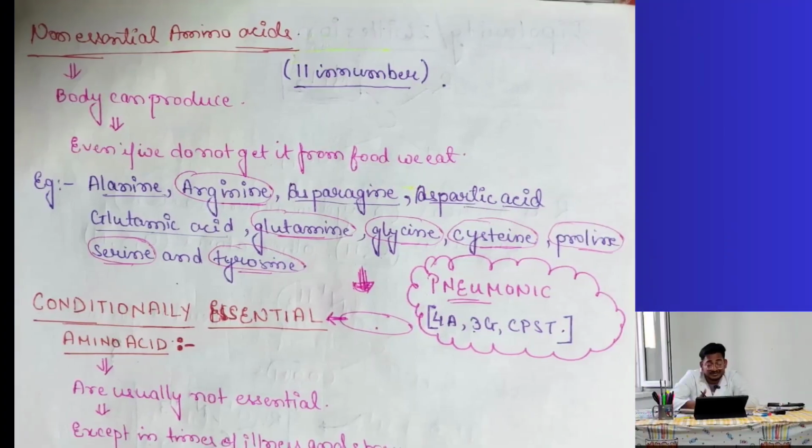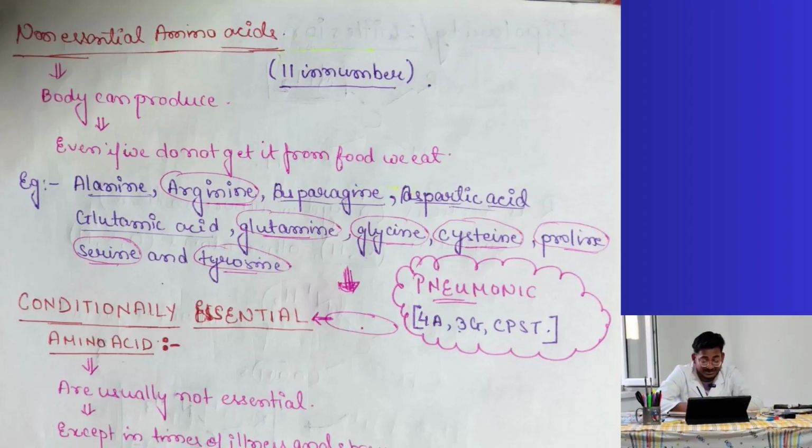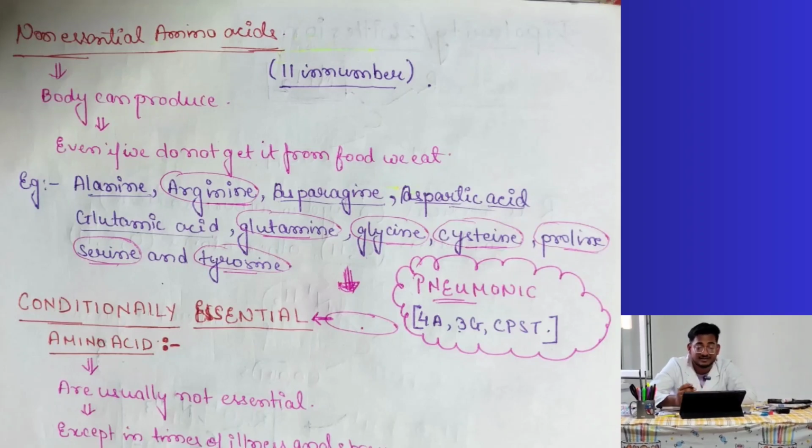The non-essential amino acids include alanine, arginine, asparagine, aspartic acid, cysteine, glutamic acid, glutamine, glycine, proline, serine, and tyrosine. These are non-essential amino acids that can be made by our body.